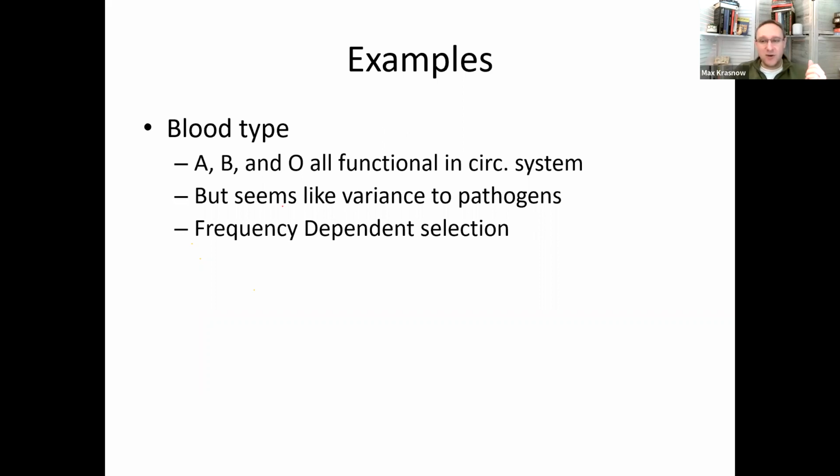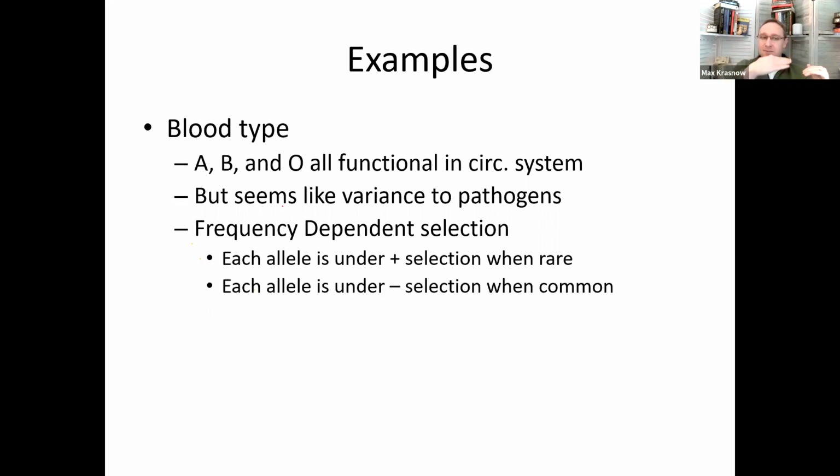In contrast to a case where selection is always going in the same direction, selection is frequency-dependent whenever the direction flips based on the frequency of the trait. In particular, selection is frequency dependent when the allele is under positive selection when rare, meaning that when it's rare, it's going to increase in frequency to become less rare or more common, but then becomes under negative selection when it's common, meaning that it gets less common or more rare. That's going to lead to mixed or cyclic equilibria.